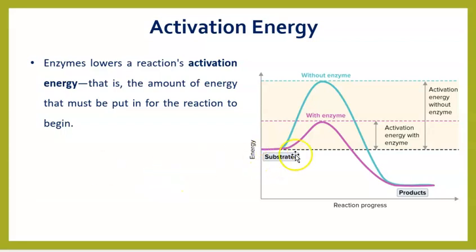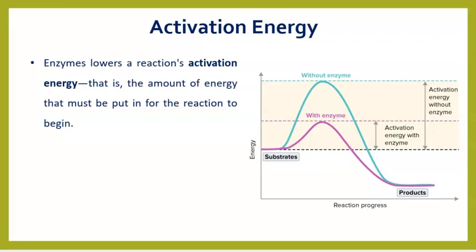So here, for example, this was the initial activation energy. I needed this much amount of energy to start my reaction. Now, when I add the enzyme, look how the activation energy is coming down. So now I don't need so much energy. I just need this much energy to start my reaction. This is what the enzymes do. They lower or decrease the activation energy of your reaction.